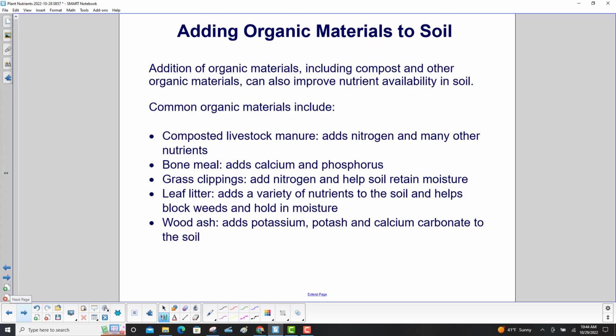Addition of organic materials, including compost and other organic materials, can also improve nutrient availability in soil. Common organic materials include composted livestock manure, which adds nitrogen and many other nutrients. Bone meal adds calcium and phosphorus. Grass clippings add nitrogen and help soil retain moisture. Leaf litter adds a variety of nutrients to the soil and helps block weeds and hold in moisture. And finally, wood ash. It adds potassium, potash, and calcium carbonate to the soil.